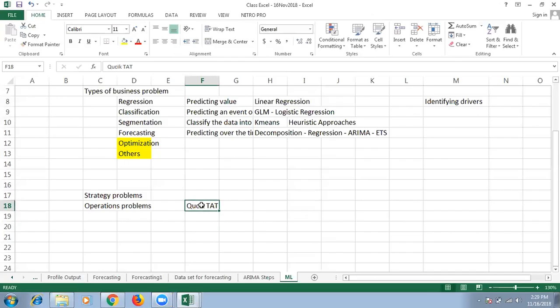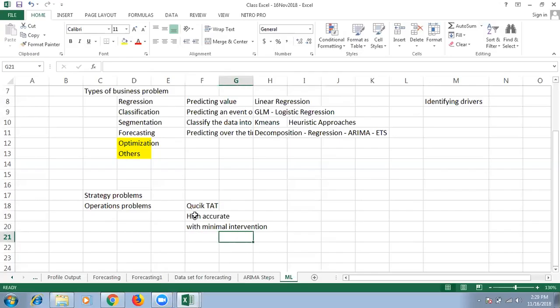Okay, so quick turnaround time. And the second thing, high accuracy with minimal intervention. Correct or not? So these are the few important characteristics of an operations problem while you're solving it.